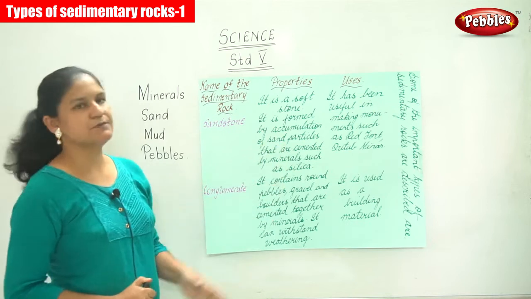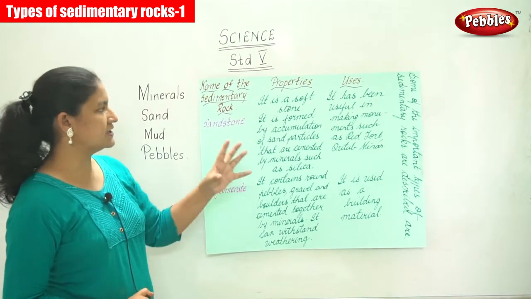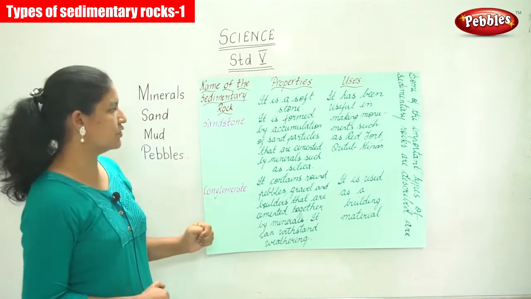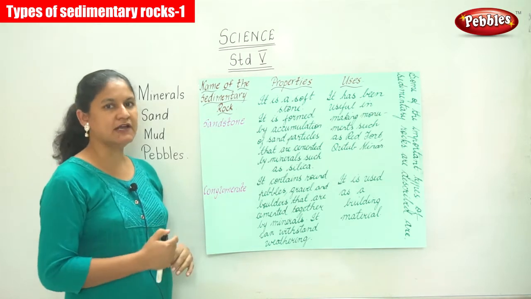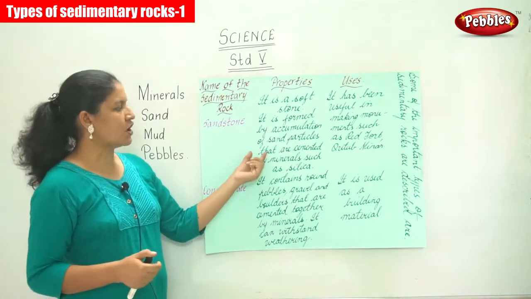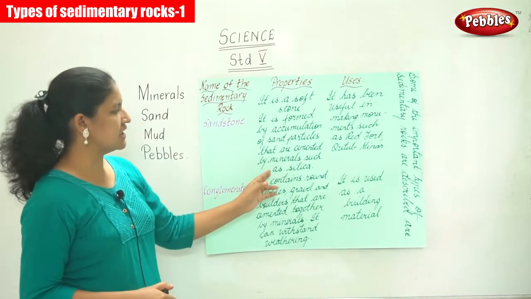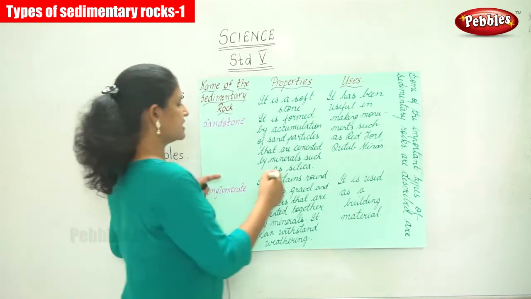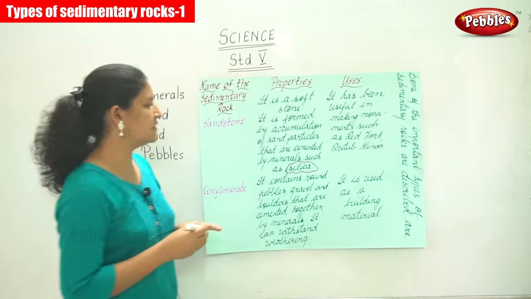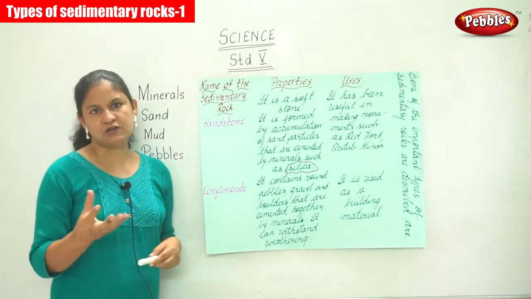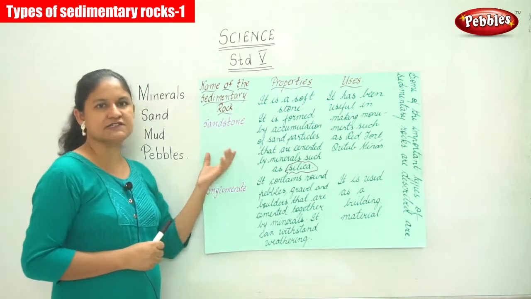So what is the property of a sandstone? A sandstone is a soft stone, and how is it formed? It is formed by the accumulation of sand particles that are cemented by minerals such as your silica. So silica is a mineral that makes up the rock sandstone. So the name of the sedimentary rock is sandstone.